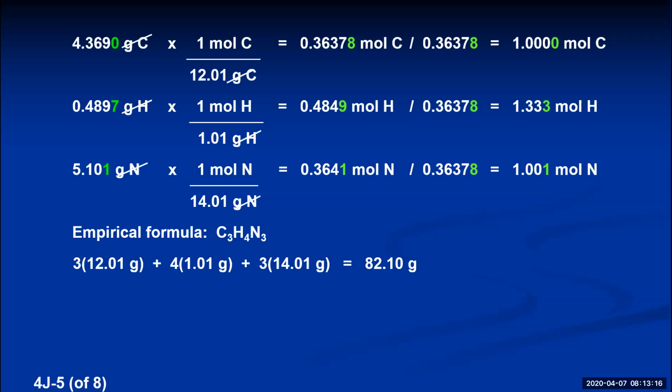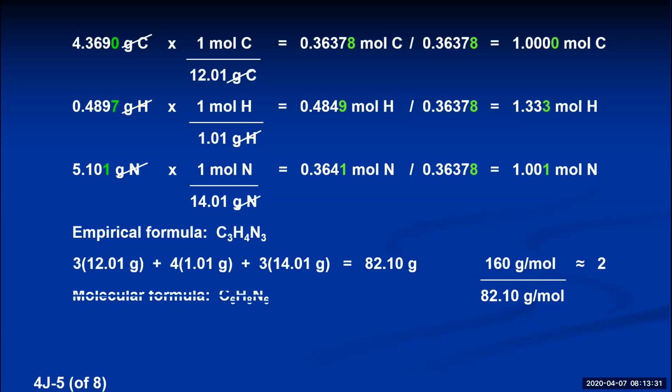I'm going to go 160 divided by 82.10, and this is going to come out close to an integer. And in this case, the integer we get is 2. That means the real molecule has to be twice as big as the empirical formula. So if you double the empirical formula, you will get the molecular formula of the compound, which is C6H8N6.